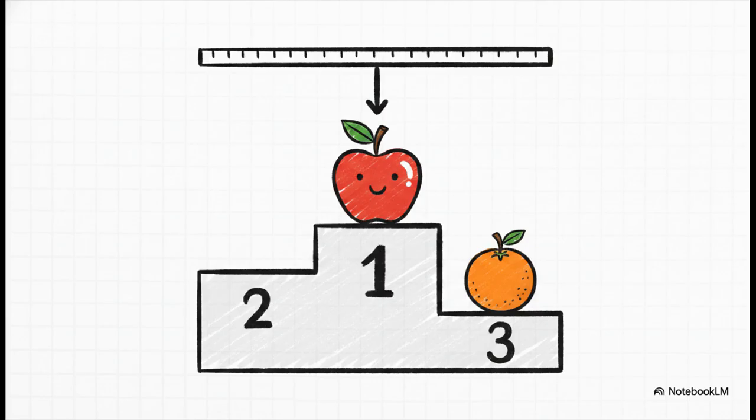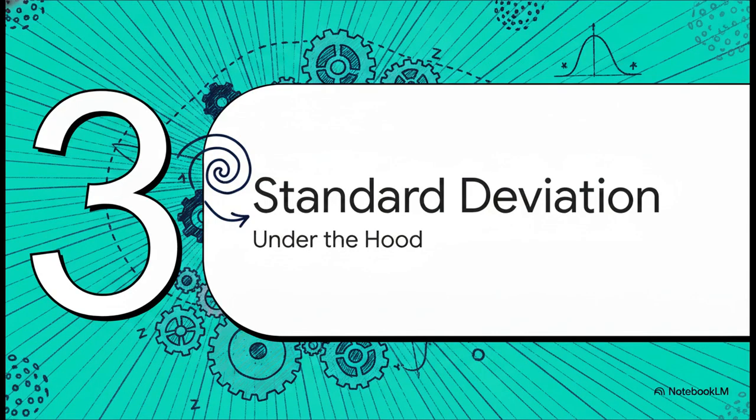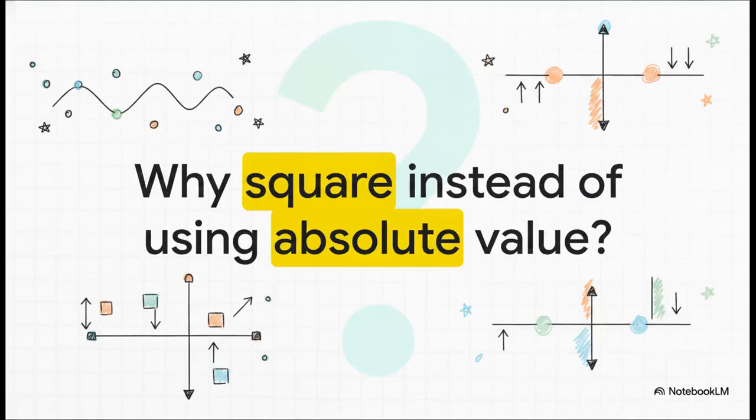By converting totally different scales into this single, standard score, we can make direct, fair comparisons across basically any normally distributed data sets. Moving right along to Section 3, the standard deviation mystery, under the hood. Now, calculating that z-score requires dividing by the standard deviation, right? But that actually hides a pretty fascinating quirk.